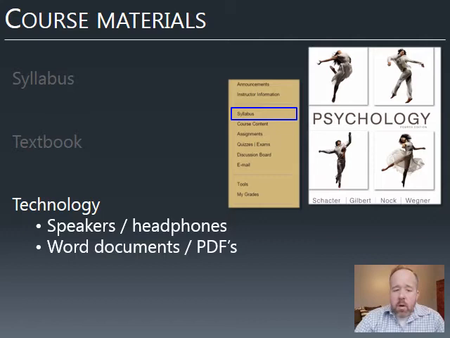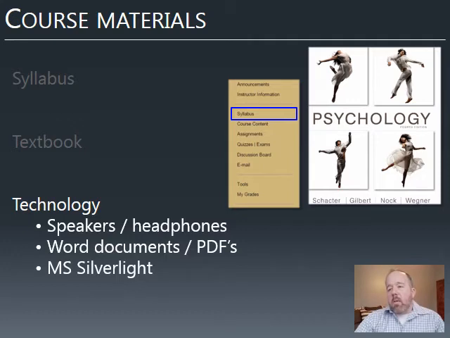You'll also need the ability to look at PDFs or Word documents. So things like the syllabus, things like study guides will be in either PDF or Word format. So you'll need software that can open those documents. Odds are you already have it. Microsoft Silverlight is a program that, again, you probably already have installed, but if you don't, go ahead and install it. It's not that my materials in particular use MS Silverlight, but Blackboard in general employs it. And so you'll need MS Silverlight for certain components of Blackboard to function properly.